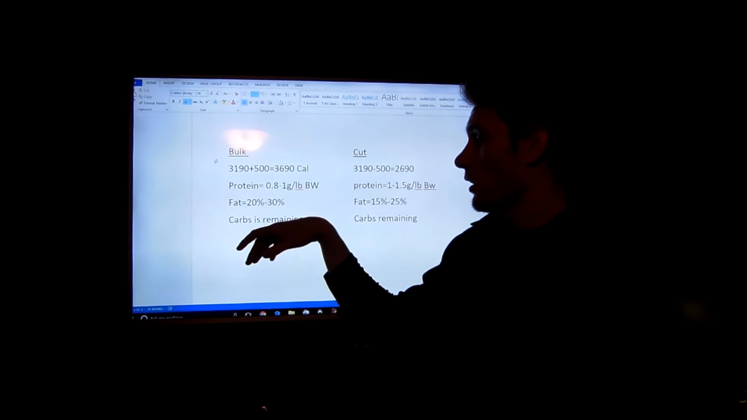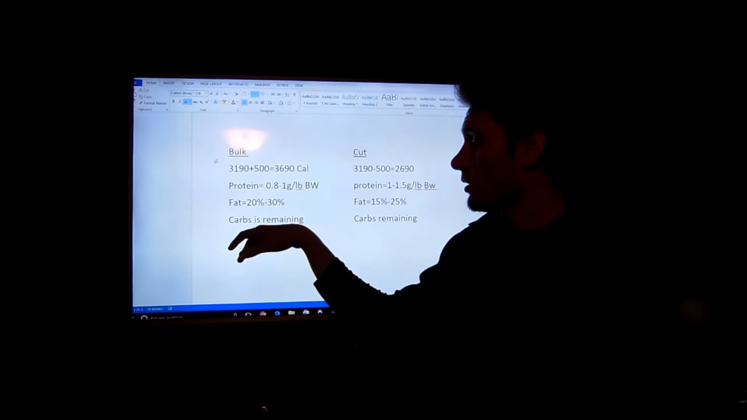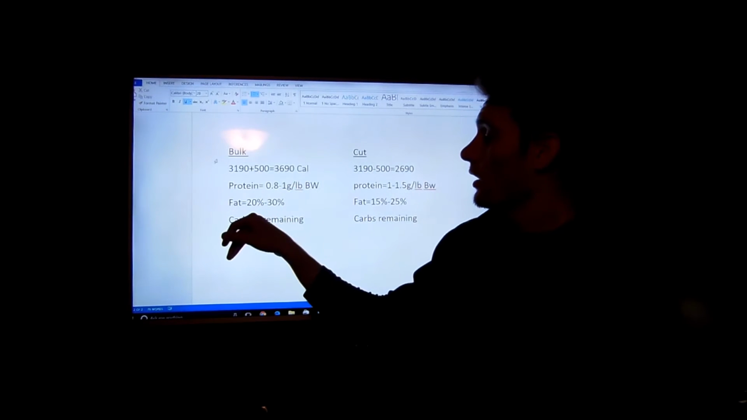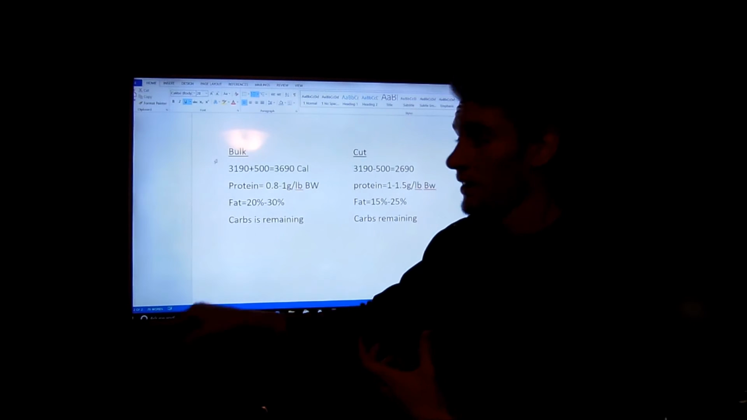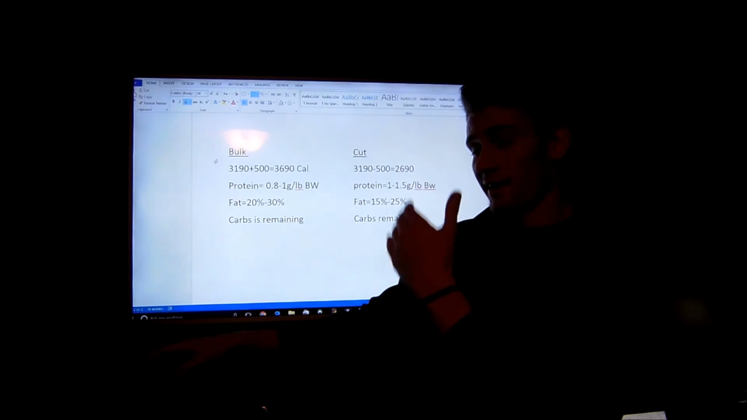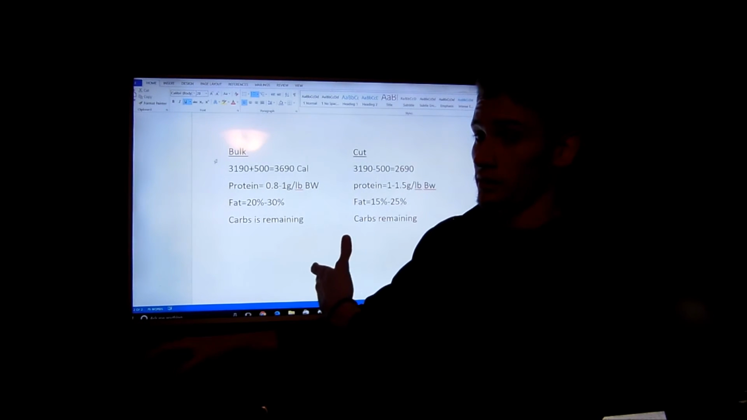Once you find the grams of protein and the grams of fat, to find your calories, you're going to take the calories that you found from the protein and the calories from the fat. You're going to add them together and then subtract that from the total number, and that'll give you the amount of calories for carbs left. Divide that by 4, and it gives you the amount of carbs you can eat.